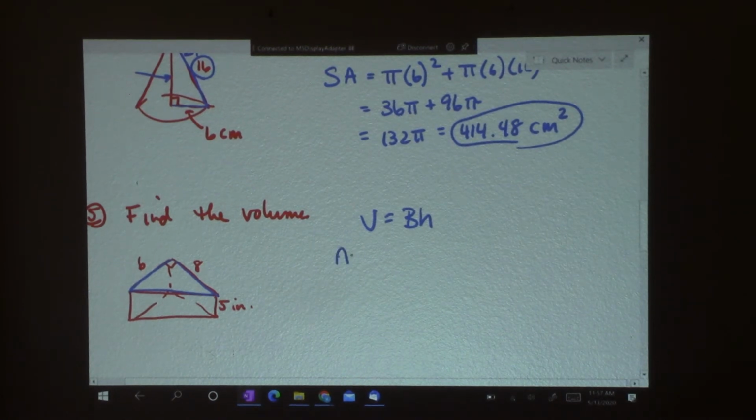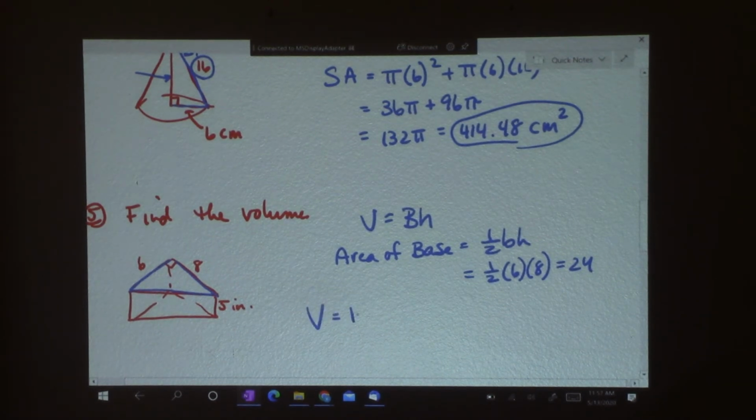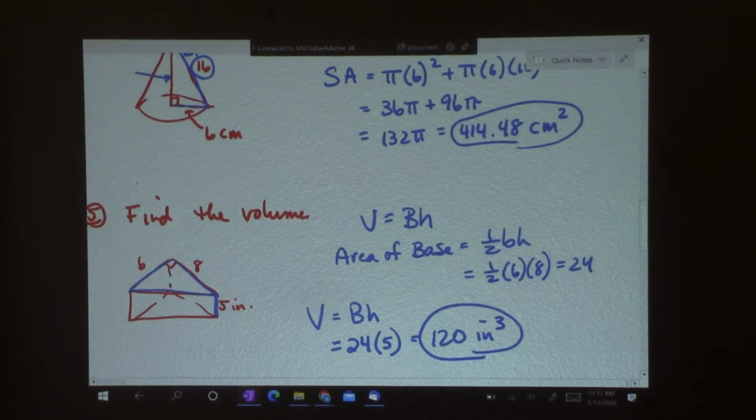So the area of the base is 1/2 little base times height. Okay? So I have 1/2 times 6 times 8, which works out to be 24. Okay, so my volume then will be base area times height, which is 24 times this height right here of my whole shape, which is 5. And when I work that out, I get 120. Now this is inches, so now volume, be careful. Volume is inches cubed, okay?